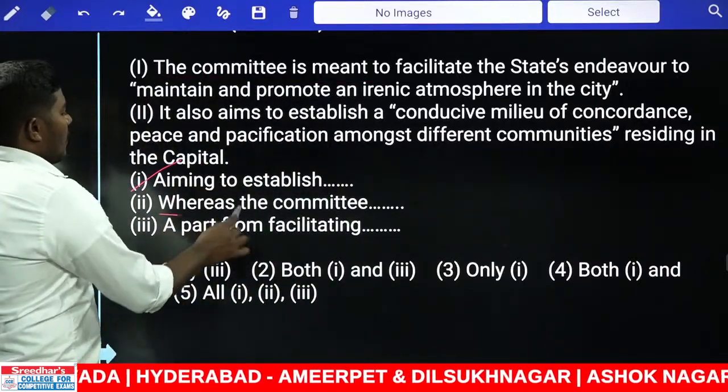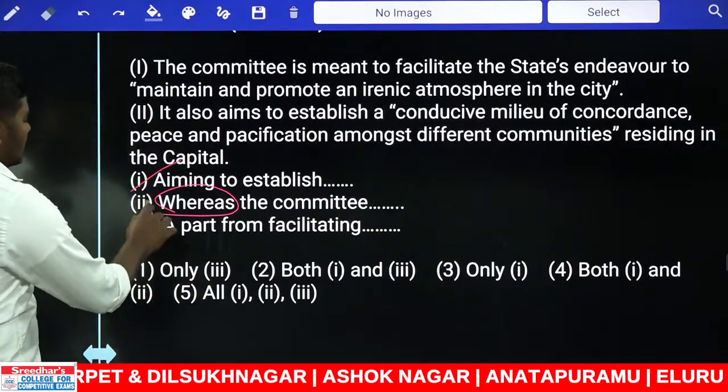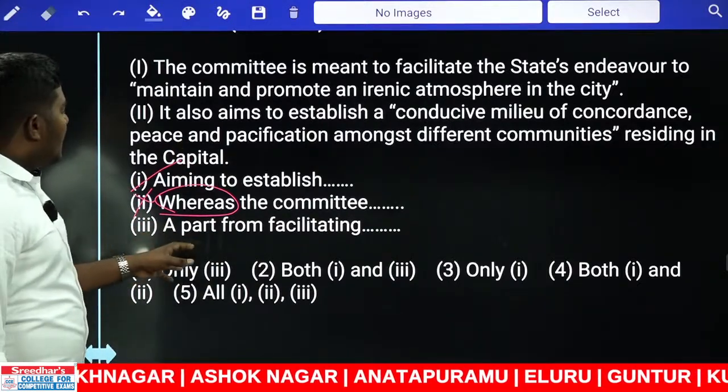Next, what is the next one? Whereas shows the contrast. Do we have the contrast there? No, not possible. Next, what is the third one?